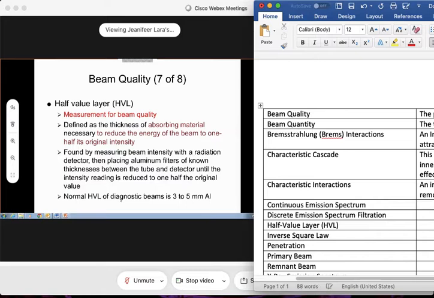Make sense? So do not get half value layer confused with tube filtration. Tube filtration is required. Half value layer is a quality check. Questions?